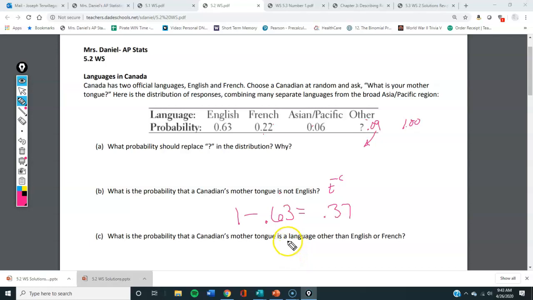Now, what's the probability that her language is different than English or French? Again, I could do 1 minus English and French, or I could just add up the 2 that are not English and French and get 0.15. Both ways work. Sorry, I went through this one relatively quick, but it is what it is.